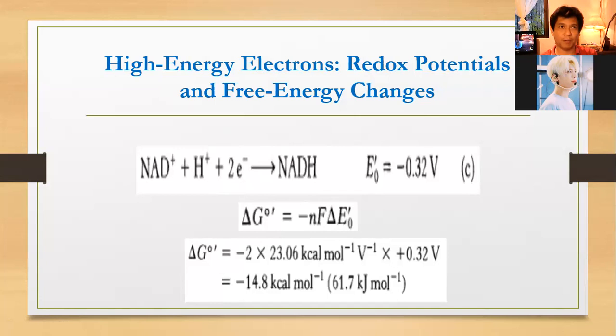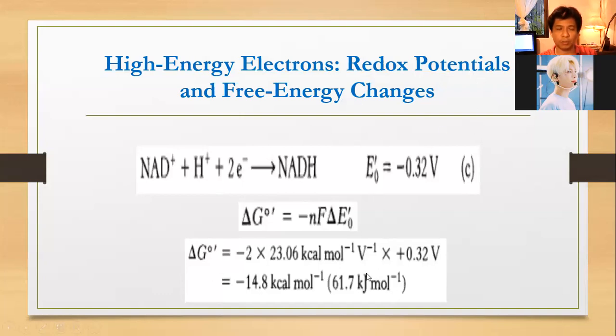So tandaan nyo pa naman, yung F natin, this is coulomb per voltage, sorry. So pag multiply nyo ng times 0.32, positive na yan kasi yung baliktad yung kukunin natin. So times 0.32, you'll get the 61,760. So divided by 1,000, you're going to get the 61.7 kilojoules per mole.